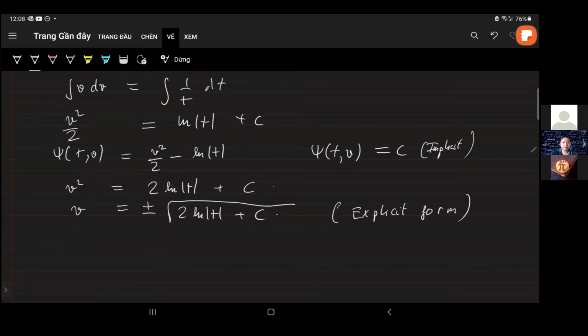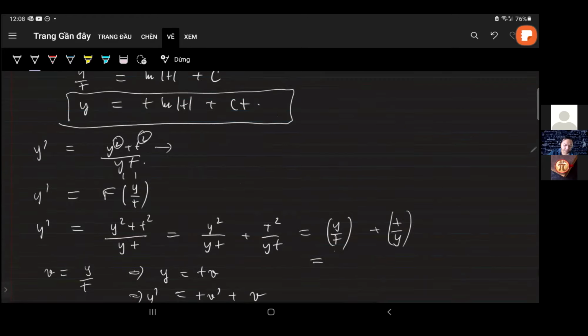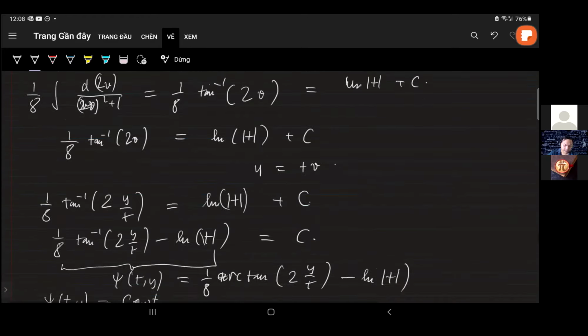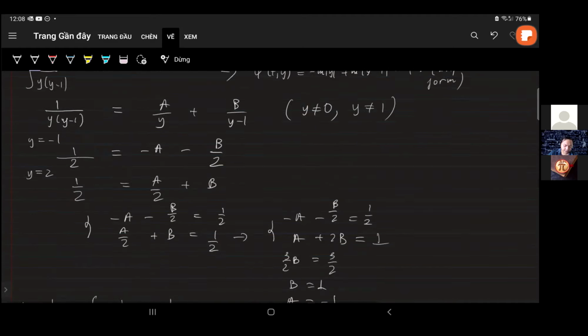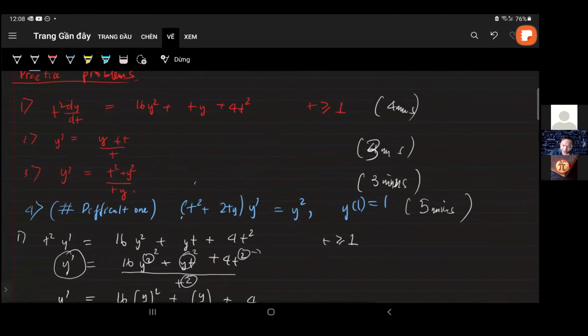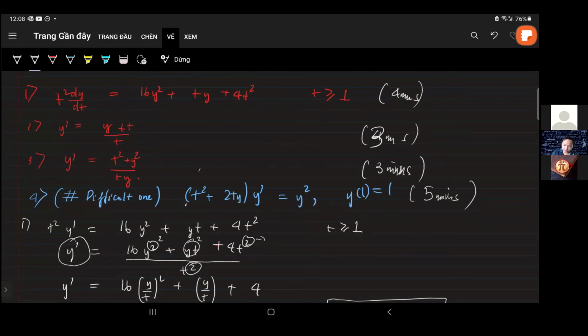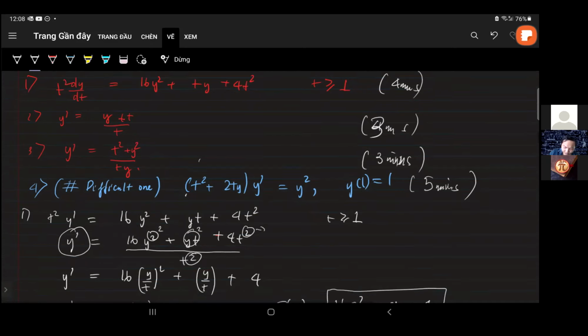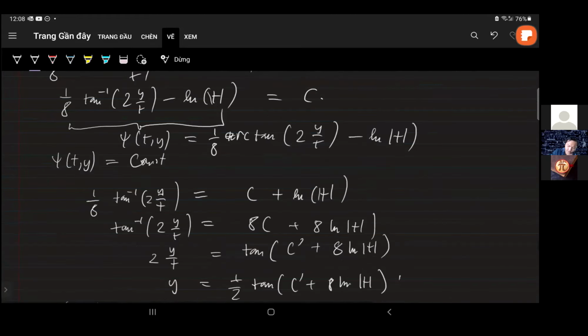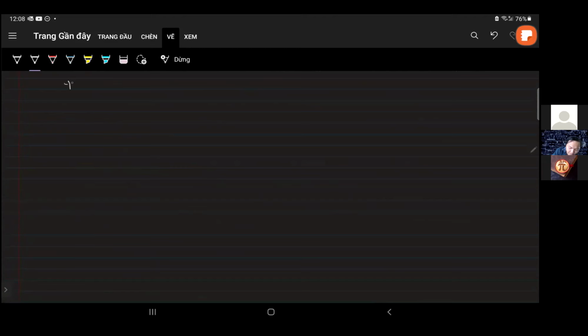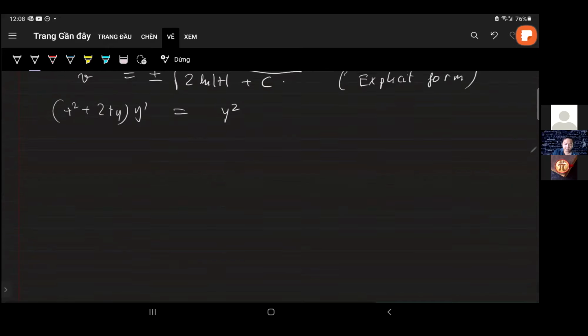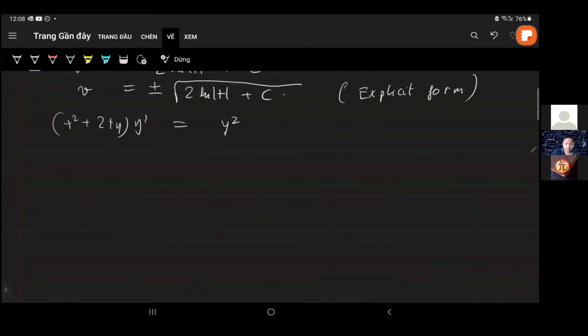So I don't have much time, but if you are curious about the last one, I'll show you how to do it, and then we can start. I didn't finish the solution. t squared plus 2ty y prime equals y squared. Okay, so now it looks a little bit complicated because we have a bunch of terms. We have y prime equal to y squared divided by t squared plus 2ty.